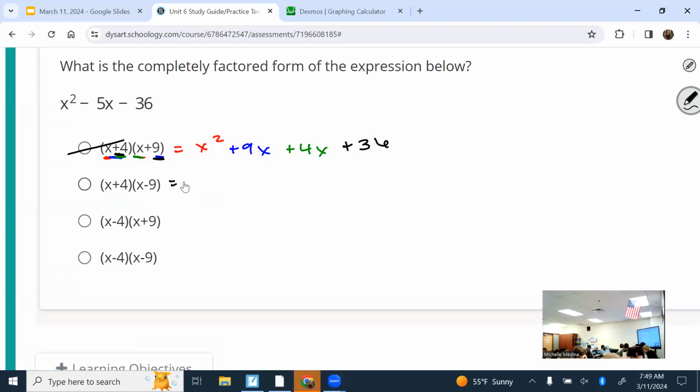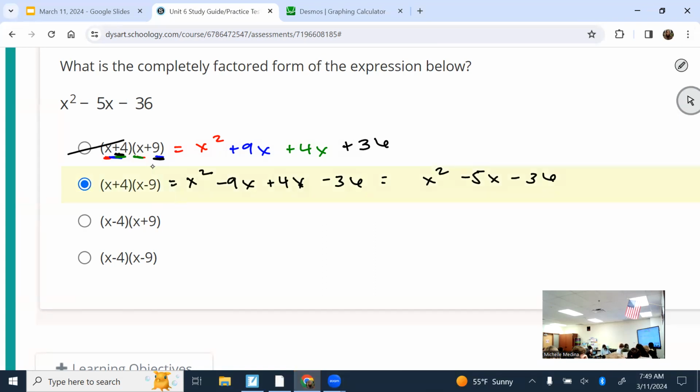So if I do this one, first terms, x squared, outer terms, negative 9x, inner terms, positive 4x, last terms, negative 36, it's looking pretty close. When I combine like terms, what's negative 9x plus 4x? And now I found the one that matches. So for me, it's this option, but you gotta pay attention to your own thing. If you're just getting the answer from me, how to do it is to actually multiply them out and see which one matches your standard form.